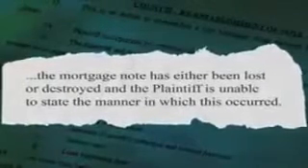Now, is there a good indicator? I noticed as I've looked through some of the mortgage foreclosure complaints that the lenders file with the court, some of them actually have these counts in them that say reestablishment of note, and then the wording is actually the mortgage note has either been lost or destroyed, and the plaintiff is unable to state the manner in which this has occurred. They're admitting that they lost or destroyed the note. Well, obviously that's the best sign available that the lender doesn't have the note and mortgage any longer.